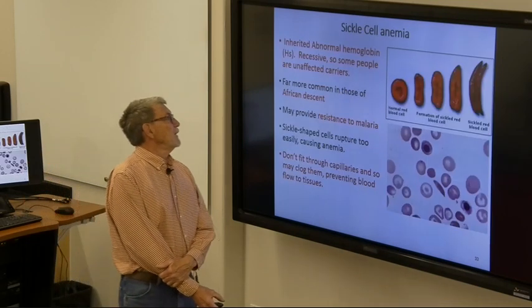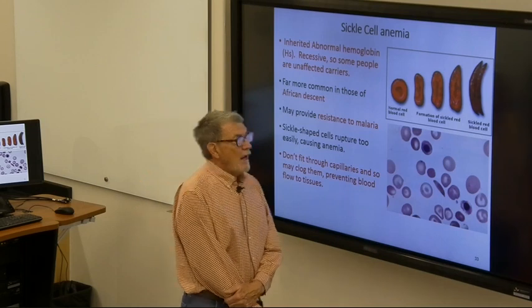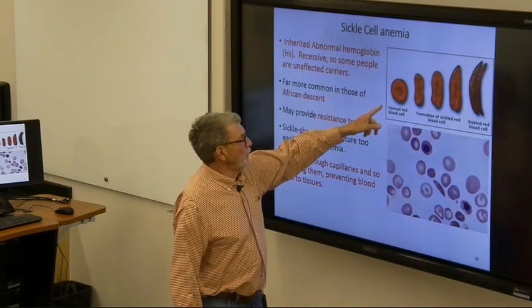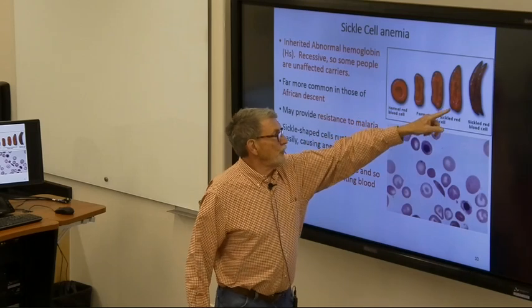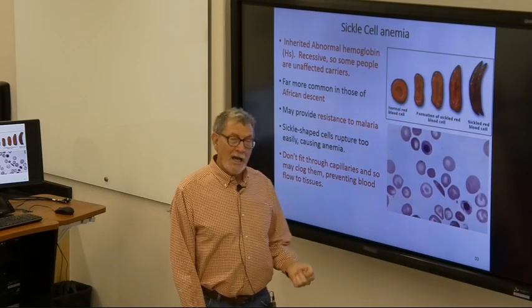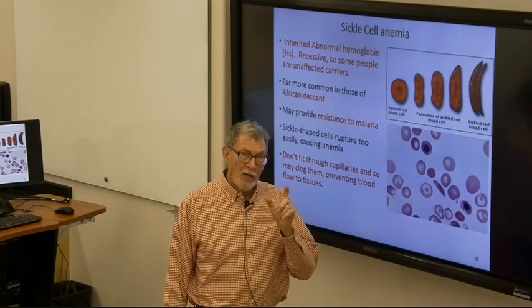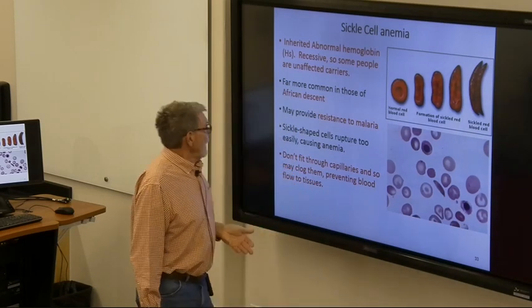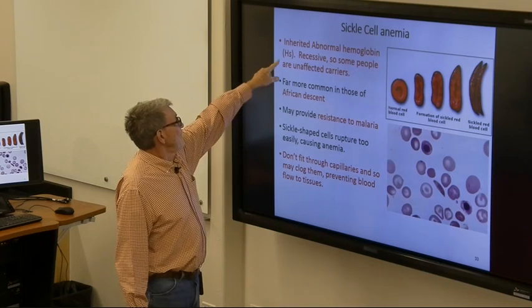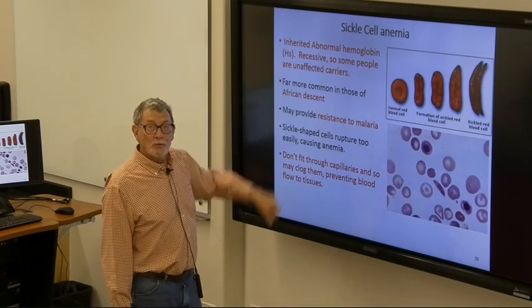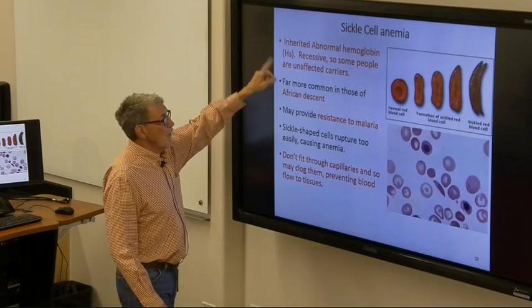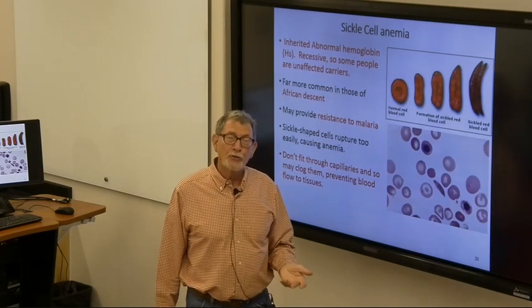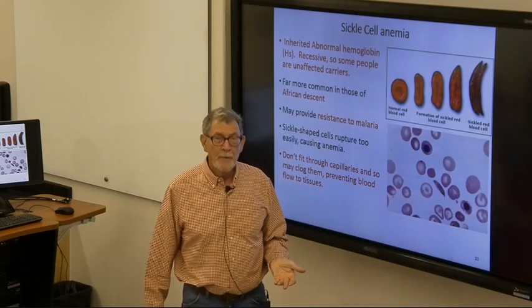Sickle cell anemia. Inherited. This is a normal red blood cell. These have sickled. They actually have a different kind of hemoglobin. Remember I said hemoglobin helps determine the shape of the cell. Hemoglobin S is hemoglobin sickle cell. Okay? So hemoglobin S will cause the cells to sickle under certain conditions.